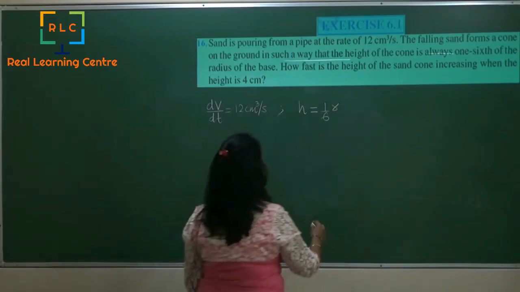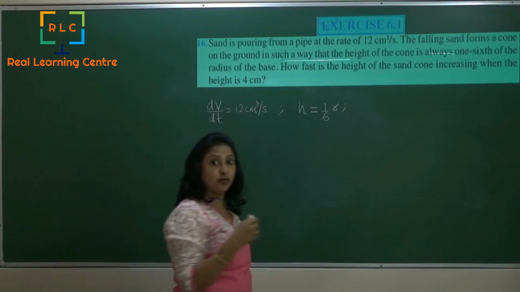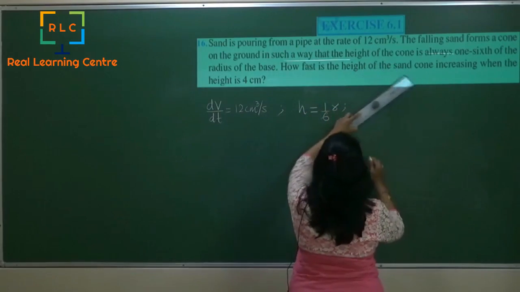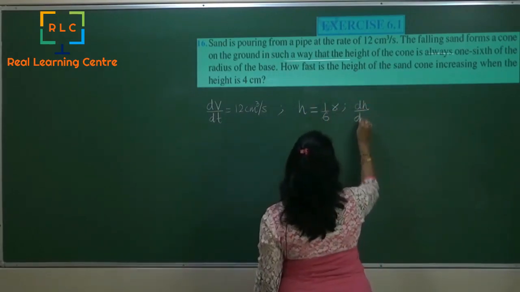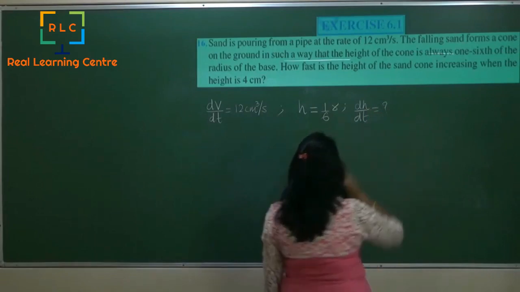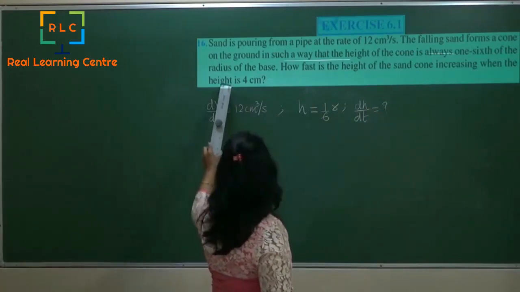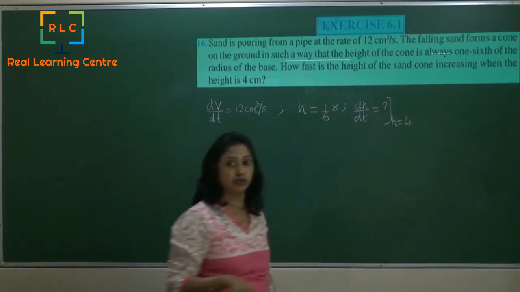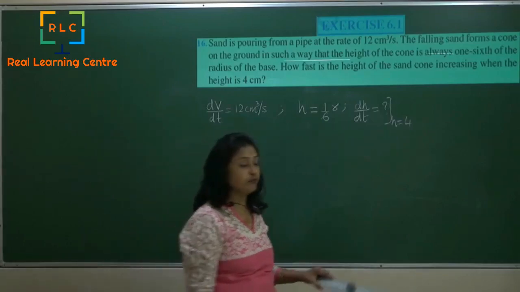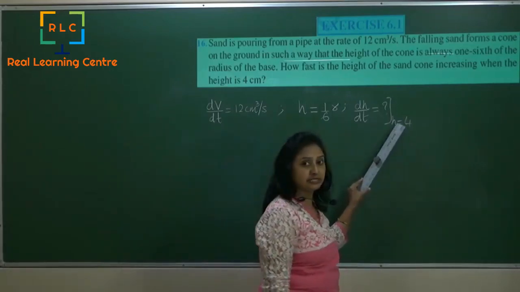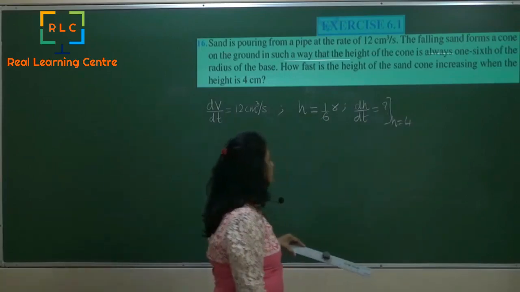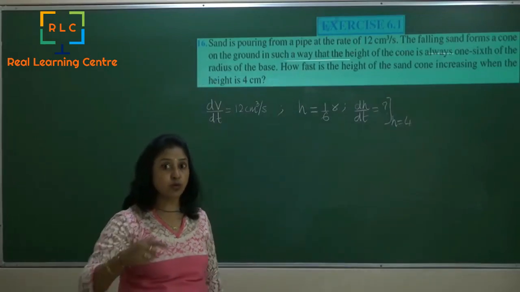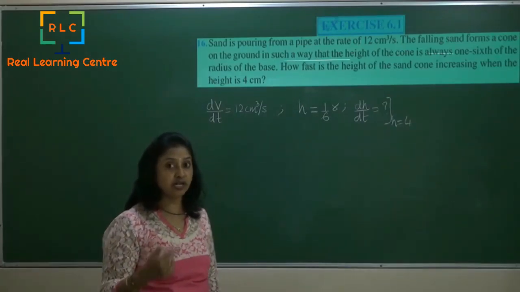Let us write the next. We'll continue with the data, and let us write what I have to find out. Continuing, how fast is the height of the sand cone increasing? So dh by dt, how the height is changing with respect to time, when the height is 4 centimeter, when h is equal to 4. Now, if they have given the value for the height as h is equal to 4, then h should be there even after differentiation. So what should I get rid of? I should get rid of r inside my formula.